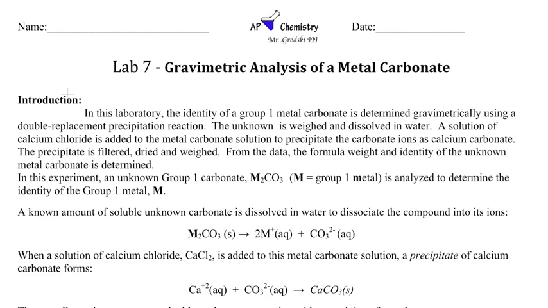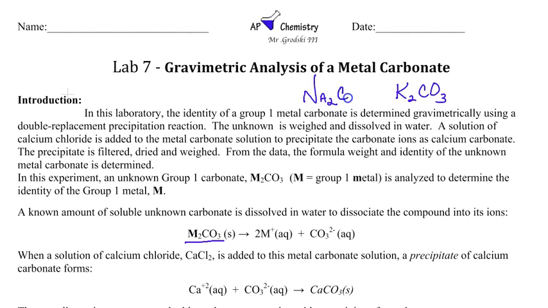Lab 7, gravimetric analysis of a metal carbonate. So in this lab, what we're looking to do is determine the unknown metal carbonate. So we have a metal carbonate. It's either going to be potassium carbonate or it's going to be sodium carbonate.